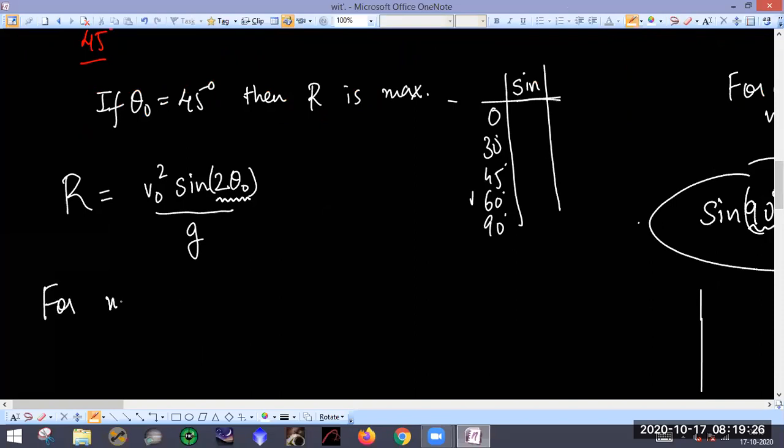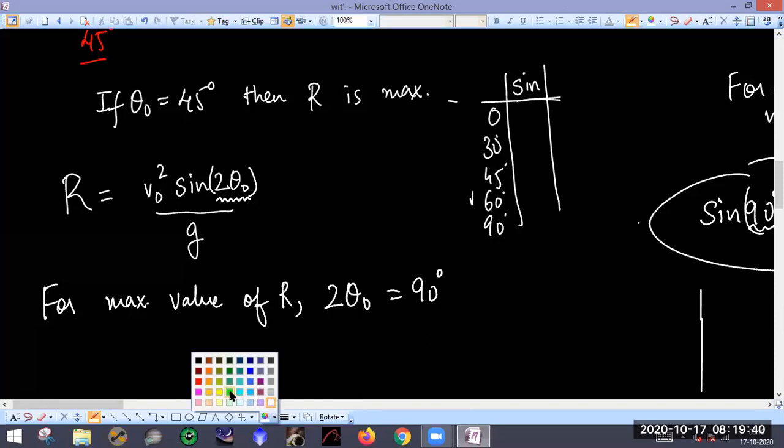For maximum value of r, the angle 2 theta 0 must be equal to 90 degrees. See, we are clearly comparing it with this, right? Clear? Understood, everyone? Is this step understood? Yes or no?